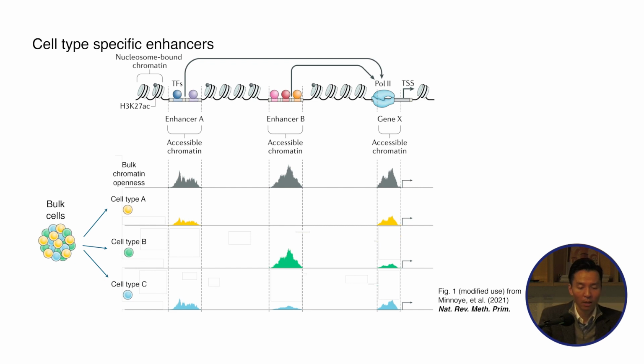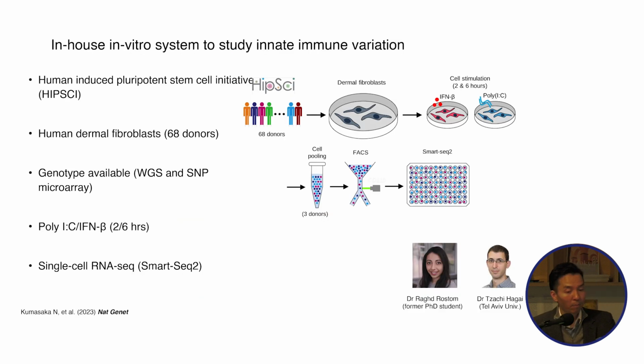So to study the cell type specific dynamics of gene regulation under infection, we developed an experimental system using human skin fibroblasts from 6 to 8 donors, and then we stimulated cells with interferon beta or poly-IC. Those stimuli are known to mimic cells being infected by a virus.